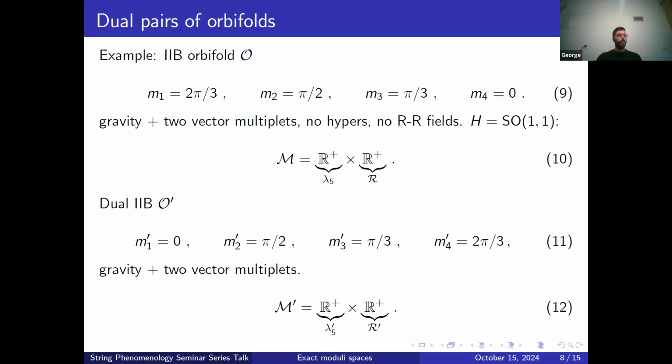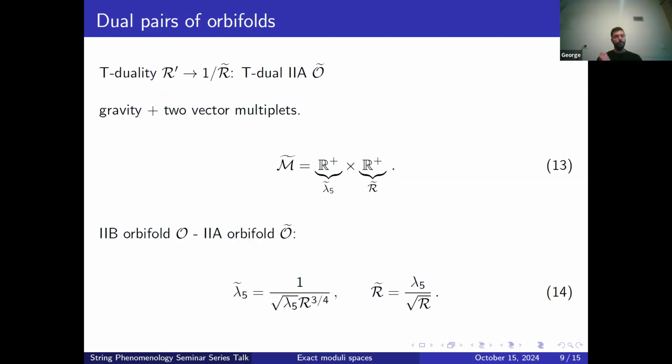Now we can use the dual pairs and construct a dual orbifold, O prime. In this case, the parameters are given in equation 11. Again, they satisfy all the conditions for no hypers and no Ramond-Ramond fields. And this orbifold again has in the massless spectrum only the gravity multiplet and two vector multiplets, and the same moduli space, which we also expected from the duality.